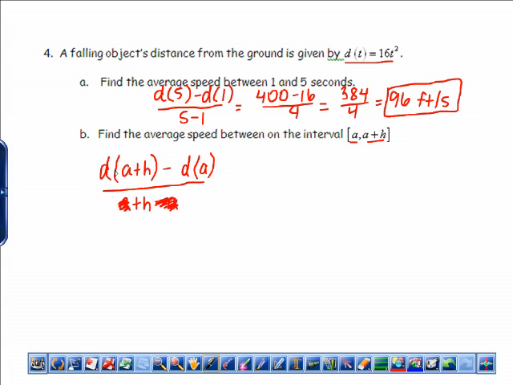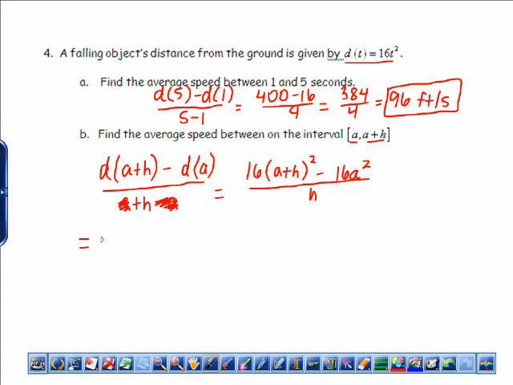Now this should look familiar, like f of a plus h minus f of a over h. This is where we came up with that. It wasn't just something made up. It has everything to do with this, and this is why we practice it so much. Okay? So let's go ahead and plug it in. 16 times a plus h squared minus 16a squared over h.